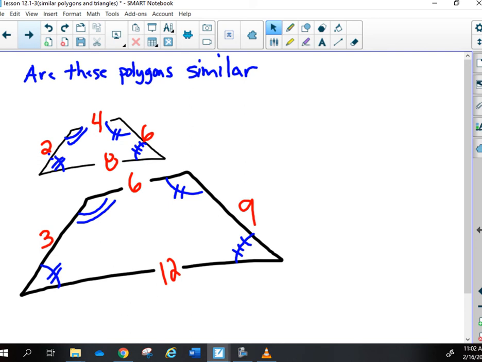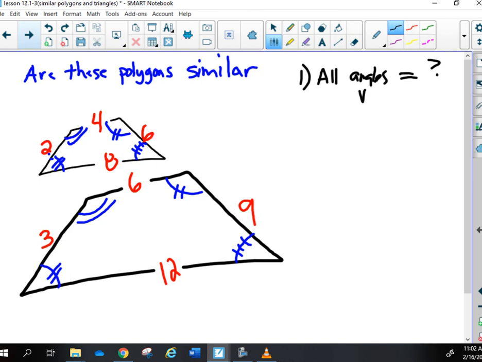All right, on these right here, you have to remember two things. First, look, are all the angles equal? And that right there, I have a yes. All the angles are. And two, are all the sides proportional? There is no shortcut. I know, pain in the butt. When you see anything bigger than a triangle, there are no shortcuts.